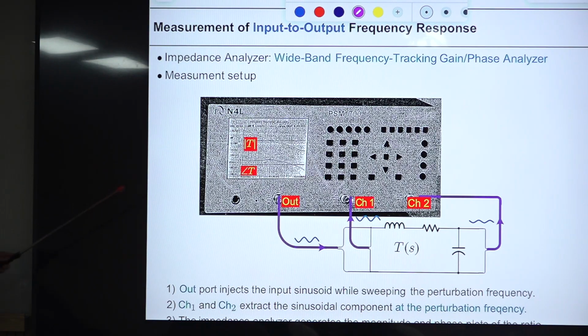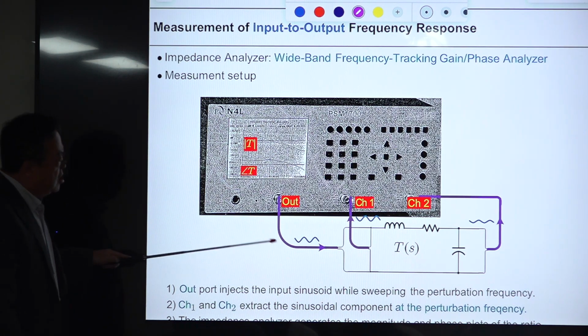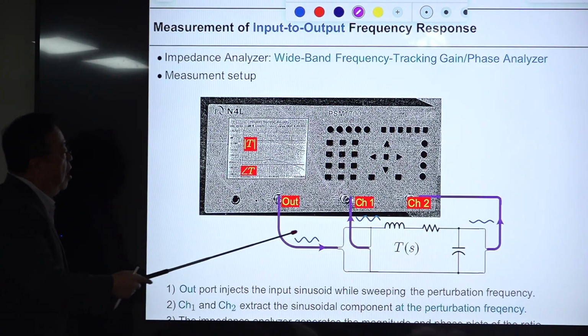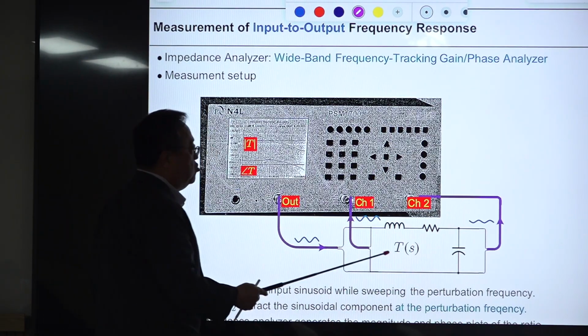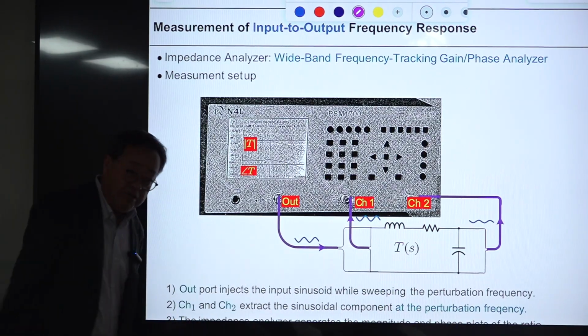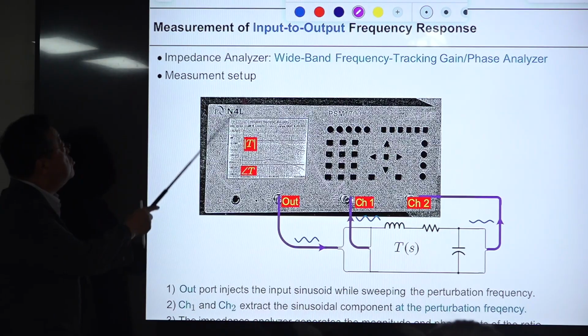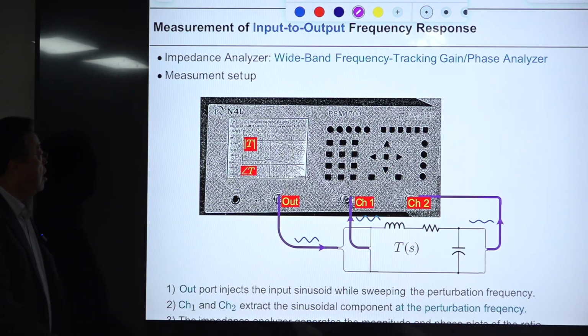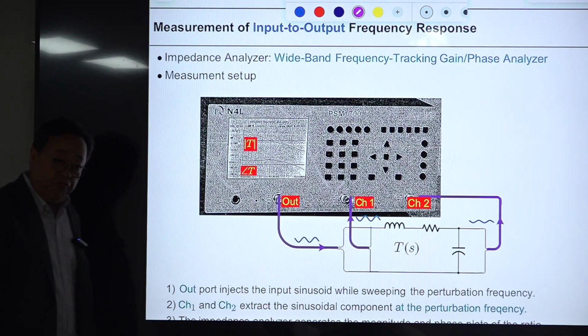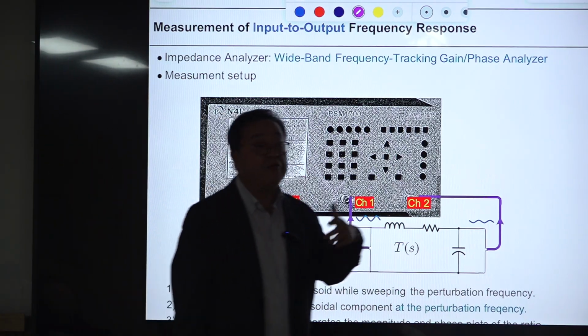So this is the equipment suitable for that purpose. Okay, this is called impedance analyzer. So this is an extremely simple application of that. You have some circuit and you want to measure the input to output transfer function of this simple circuit. Okay, then you can use this impedance analyzer, and the impedance analyzer generates a sinusoidal waveform with variable frequency and magnitude.